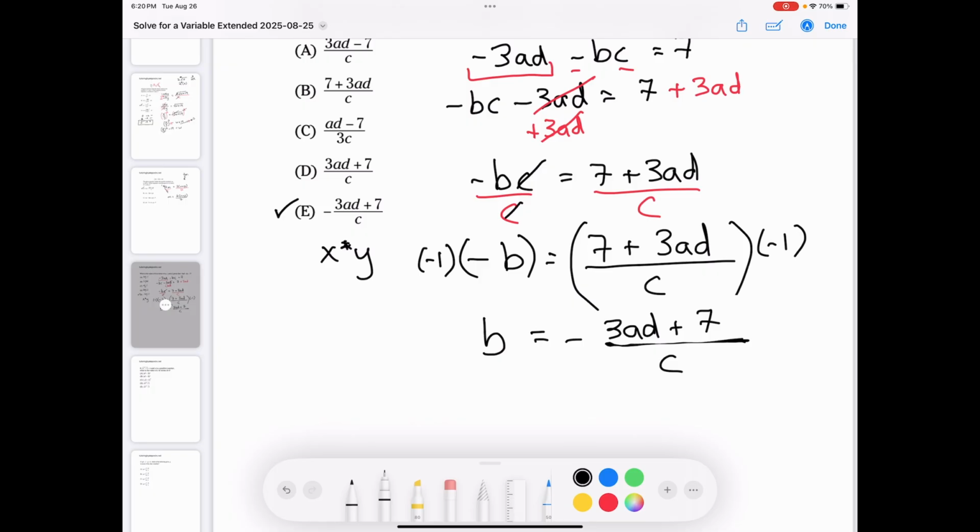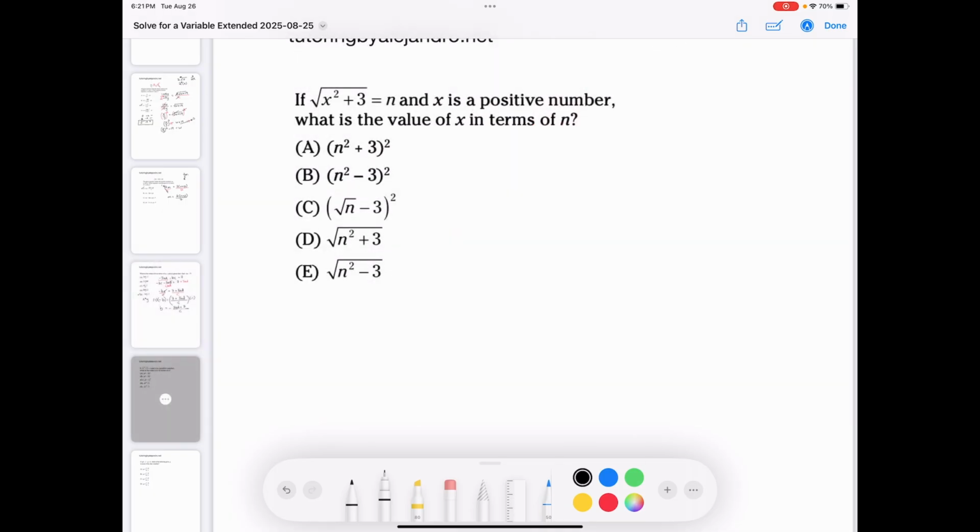Okay, perfect. Moving on. Now we have the square root of x squared plus 3 equals n, and x is a positive number. What is the value of x in terms of n? So we have to isolate the x, and there's a few obstacles, right? We have a square root. We have the plus 3 here, and we also have, which catches a lot of people off guard, the square term here, right? Because they're asking for the value of x in terms of n, not the value of x squared, okay? So we do have to get rid of that square term, right?